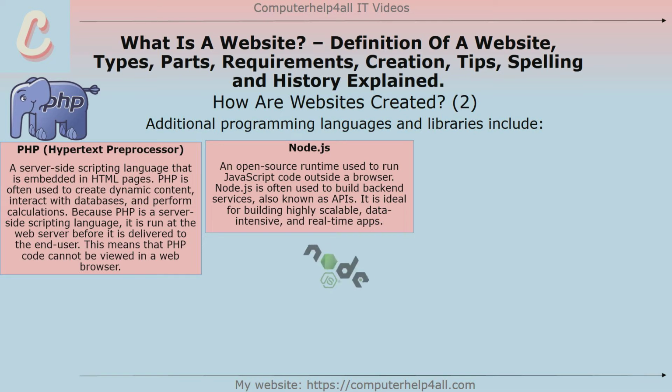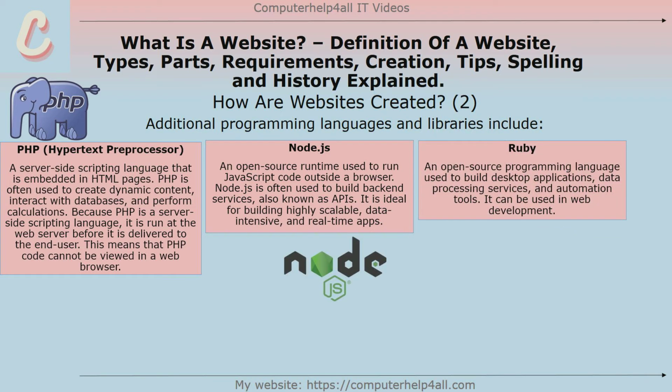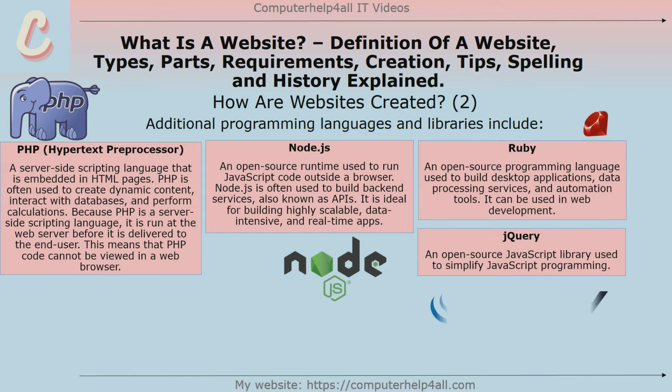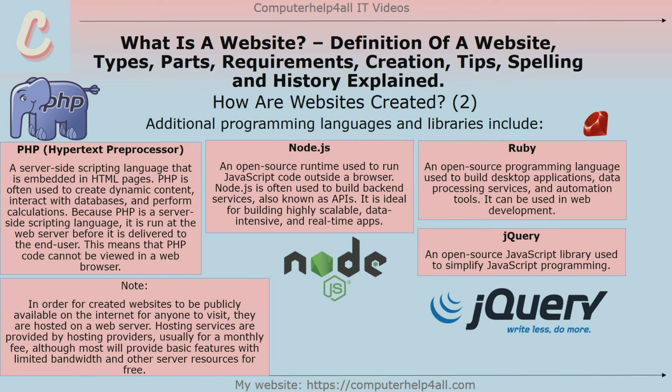Ruby. An open-source programming language used to build desktop applications, data processing services, and automation tools. It can be used in web development. jQuery. An open-source JavaScript library used to simplify JavaScript programming. It is important to note this.